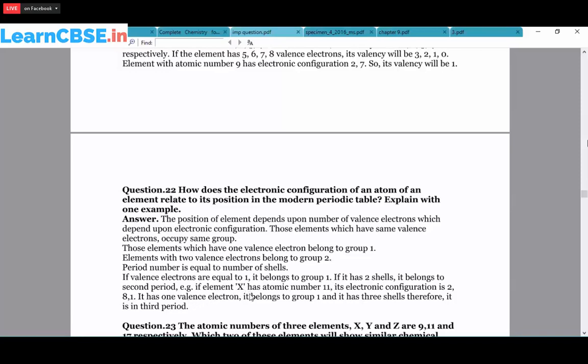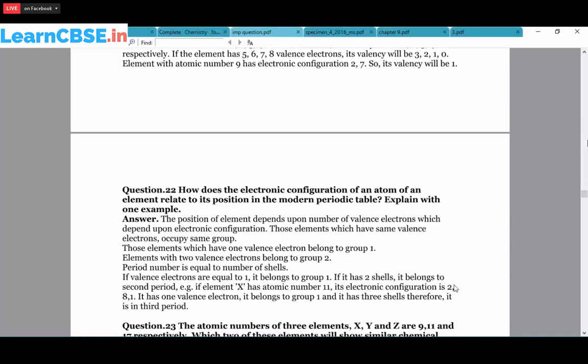So if an element X has atomic number 11, it means 11 protons and 11 electrons. We have to distribute the electrons in the different shells. The first shell will occupy 2 electrons, the second shell 8 electrons, and the third shell 1 electron. So the valency is 1. It has 1 valence electron, so it belongs to group 1 because it has 1 electron in the outermost shell. And it has 3 shells, therefore it is in the third period.